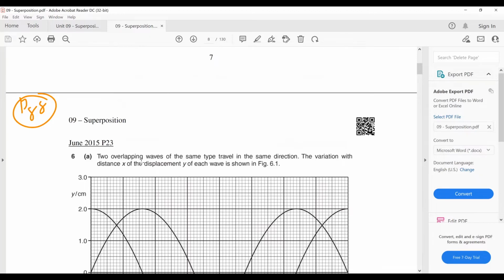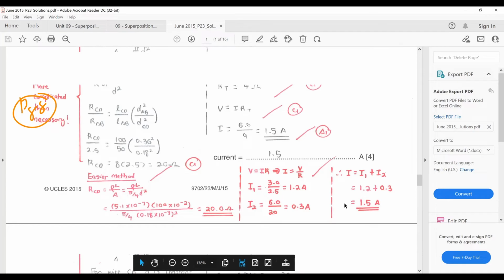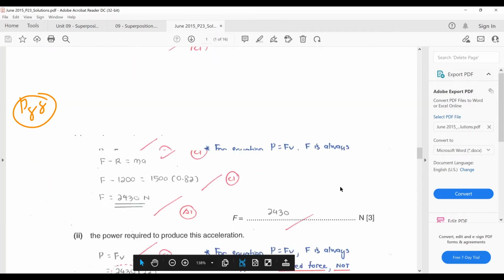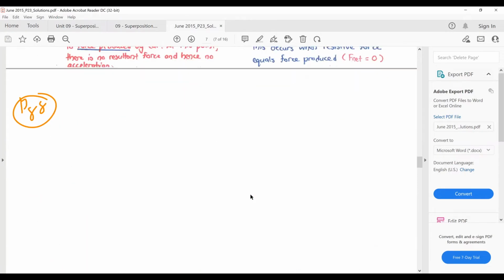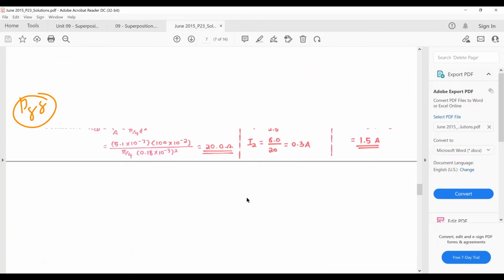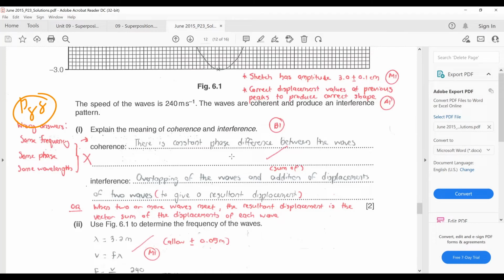Coherence just means constant phase difference. That's all it meant. Okay, you can just write that. Let me just open up the answer for you. What question is this? Question 6. Yeah. So explain the meaning of coherence and interference. You can just say constant phase difference between the waves. Okay. That is what you would always say. Constant phase difference between the waves.